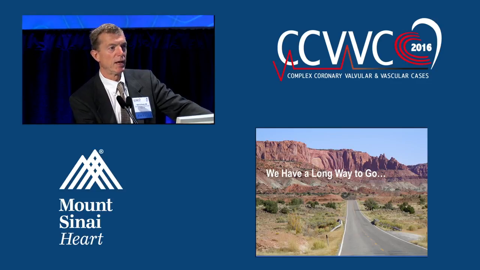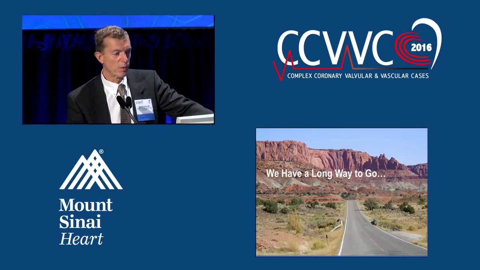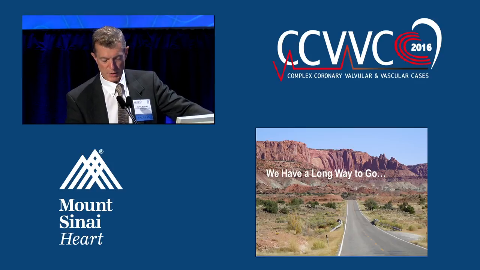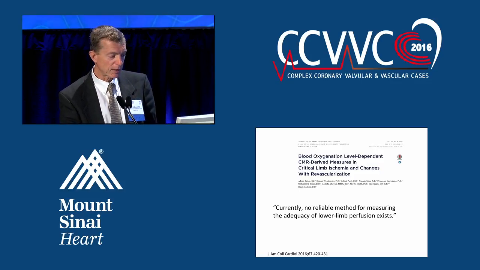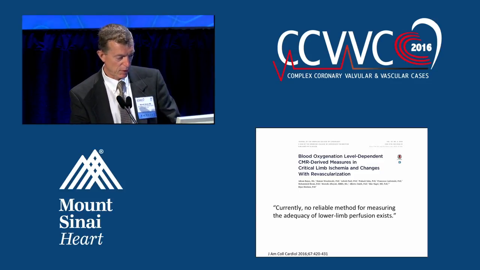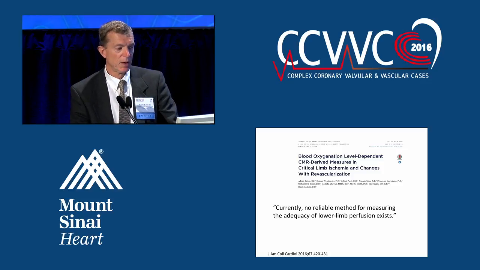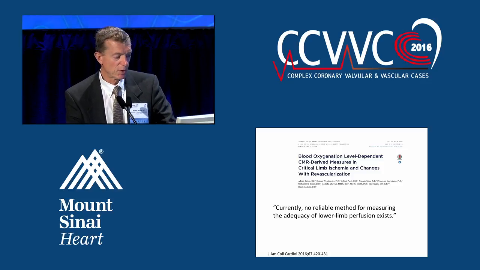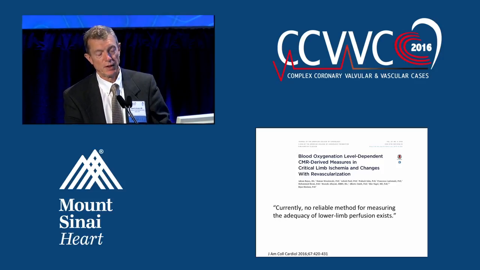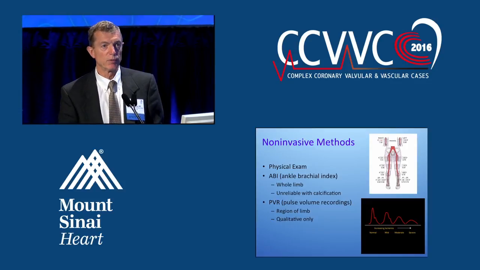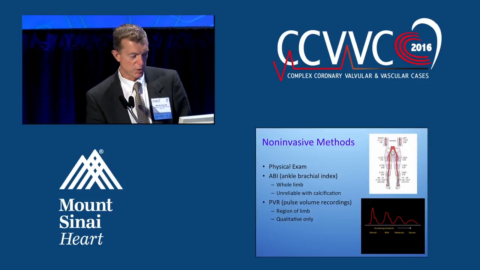One of the things that is very obvious when you compare where we are in the peripheral arena in CLI compared to, say, the heart or the brain, is that we are just barely getting the beginning of understanding perfusion and how to assess it. In fact, in this article, which was just published this year, I think the statement sums it up very well: "Currently, no reliable method for measuring the adequacy of lower limb perfusion exists." So what we are dealing with is multiple imperfect solutions.